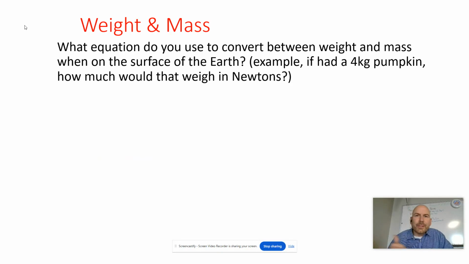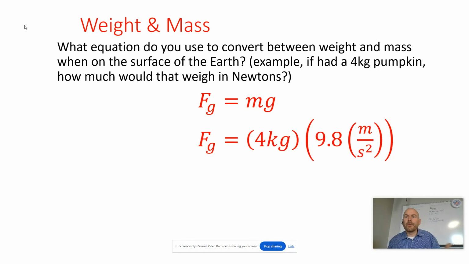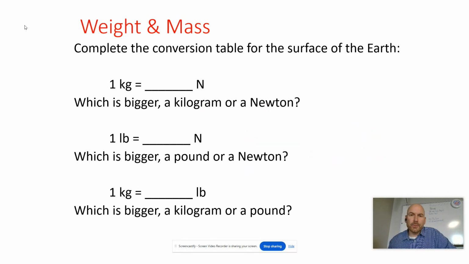So weight and mass, they are related. As you increase the mass, you're going to have more weight. So there's got to be an equation that converts the two. And that is the force of gravity, or weight, is equal to mass times 9.8. So if you had a 4 kilogram pumpkin, you take 4 kilograms, multiply that by 9.8, and get 39.2 newtons. That's how much a 4 kilogram pumpkin would weigh in newtons.